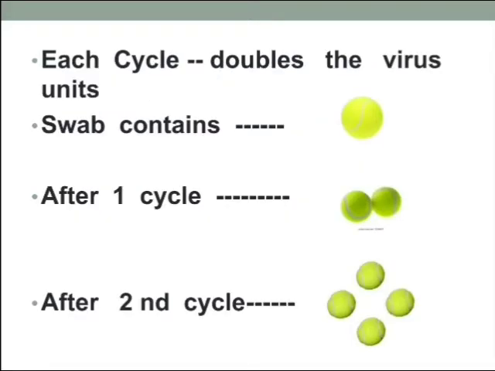As you can see here, let us say the swab contains 1 viral unit and the specimen is introduced into the RT-PCR equipment. After one cycle, you will be getting 2 units. After the second cycle, you will get 4 units. It goes on like that, and 10 cycles will amplify it by 1000 times. So 1 unit of the virus after 10 cycles will become 1000 units.